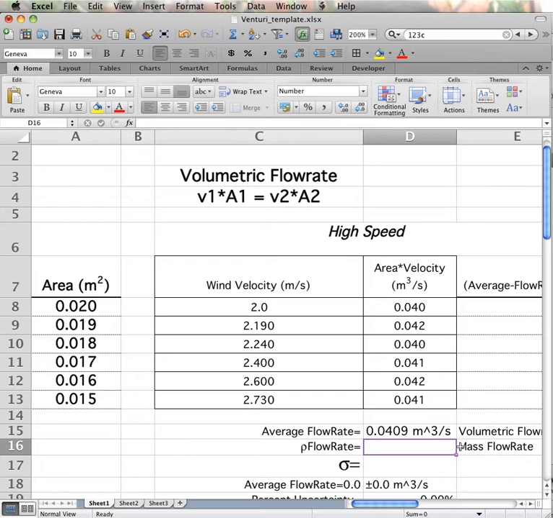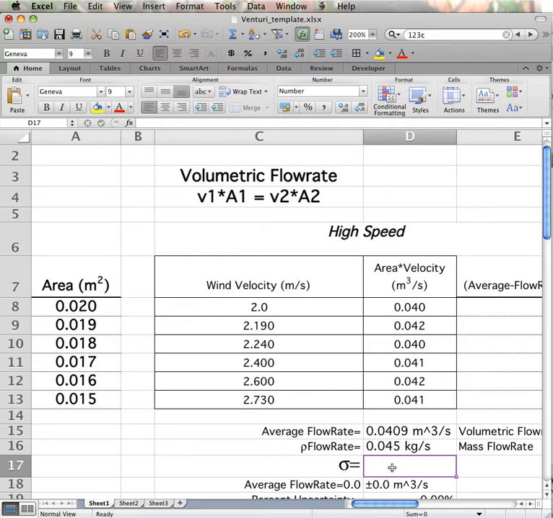If I want to find the mass flow rate, I take the density of the air and multiply it by the flow rate. So we're going to say equals 1.1, and that's kilogram per meter cubed, and multiply that by our volumetric flow rate. And that will give us a mass flow rate, or how many kilograms there are flowing every second.